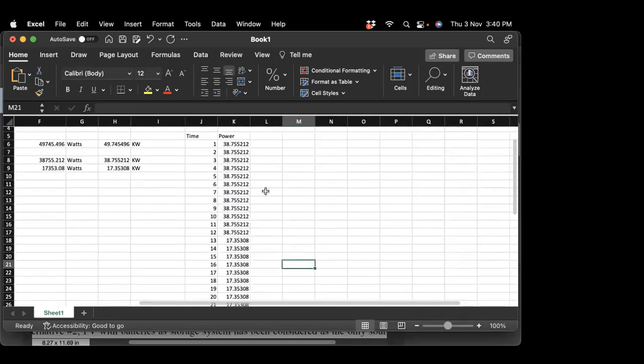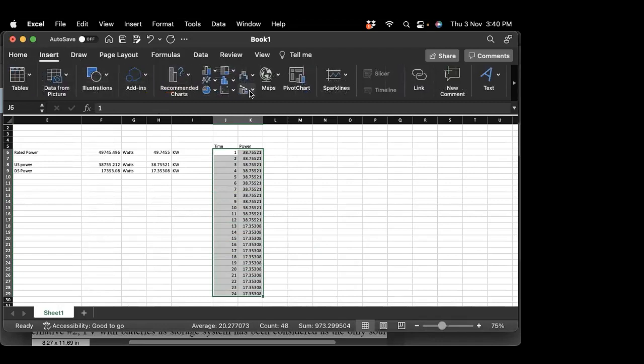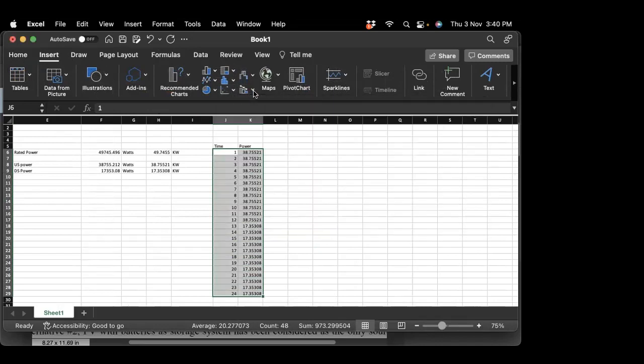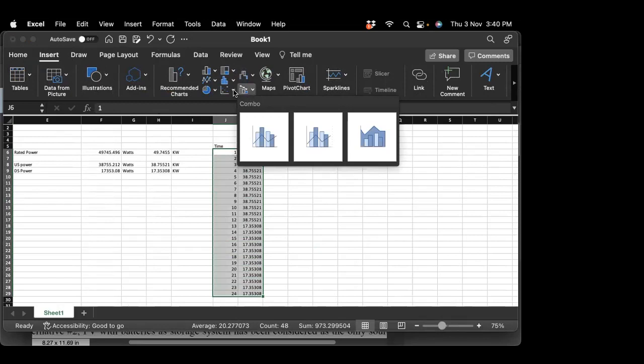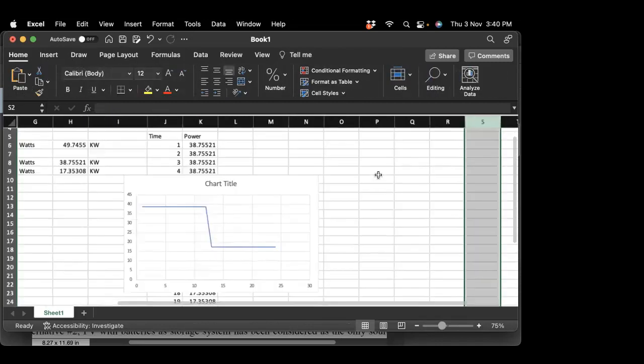So we can now plot this data. So I think, insert here, and let's go to charts. Something like that, for example. Yes. So this is typically what we have.